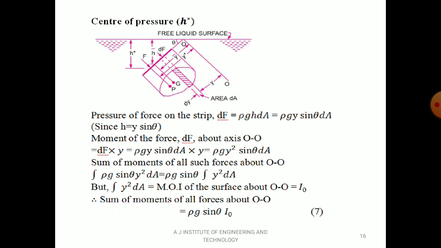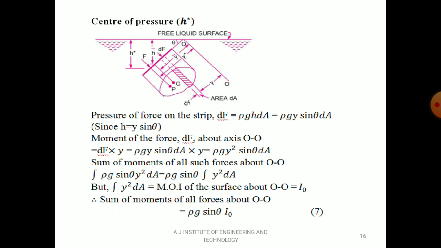So moment of the force, I have to calculate center of pressure by using principle of moments. So moment of the force about OO, this is a component force, so dF into y. So we can see with respect to OO, the area dA, the small strip, is at a distance y from OO. So dF into y is equal to rho g y sine theta into dA into y. So that is equal to rho g y square sine theta into dA.